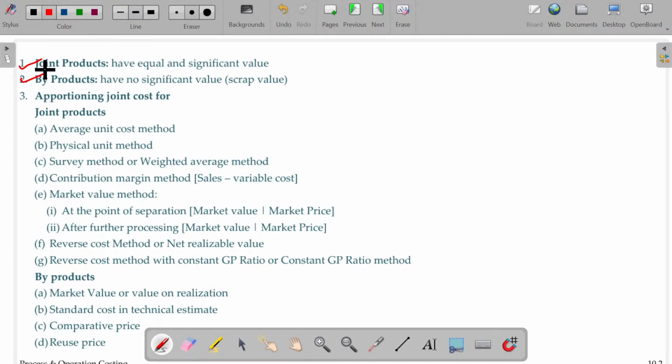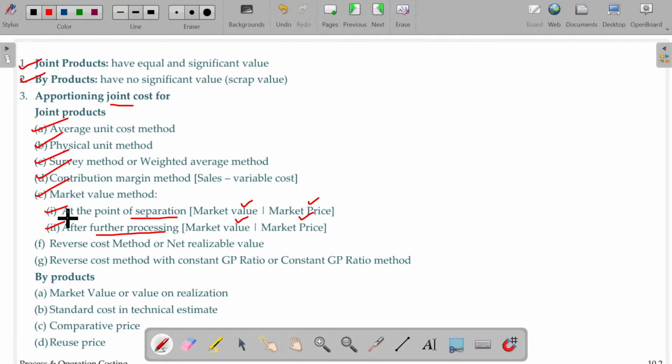Now, joint product and byproduct, apportionment of joint costs. Joint costs can be apportioned using the average unit cost, physical unit cost, survey or weighted average method, contribution margin method. So these are the methods we have studied. And we need to have the market value method also. Under the market value method, at the point of separation, using the market value or market price, you can segregate. After further processing, use the market value or market price, you can allocate the joint costs.